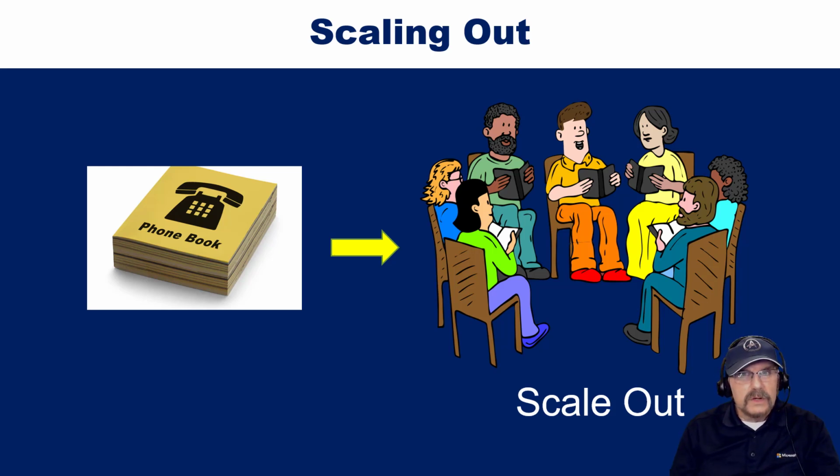So this is how scaling out works. And this is what Apache Spark does. This is what Hadoop MapReduce did in the olden days when that was a big thing. It's also what Snowflake does and many other big data platforms. In fact, even Azure Synapse uses this same sort of structure.